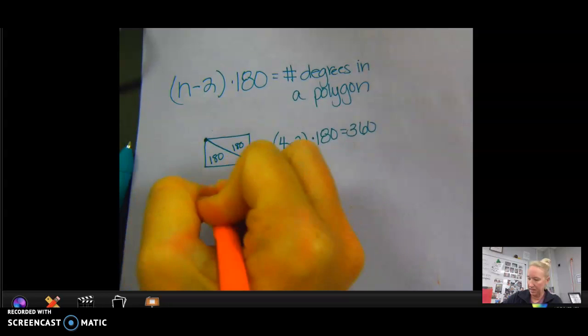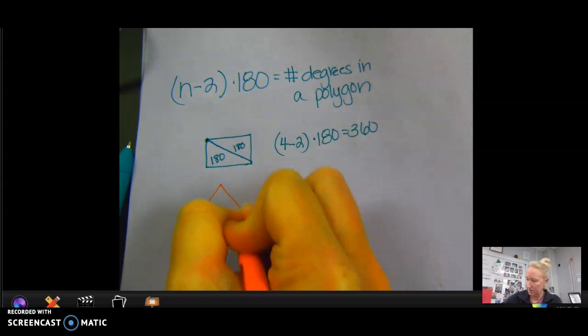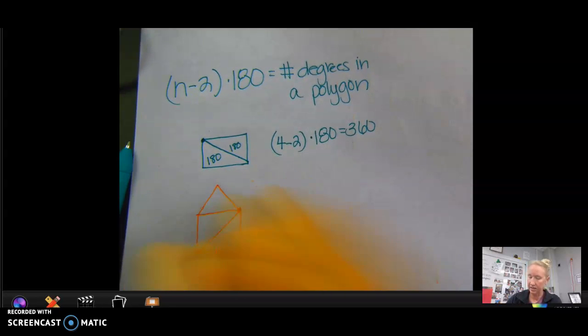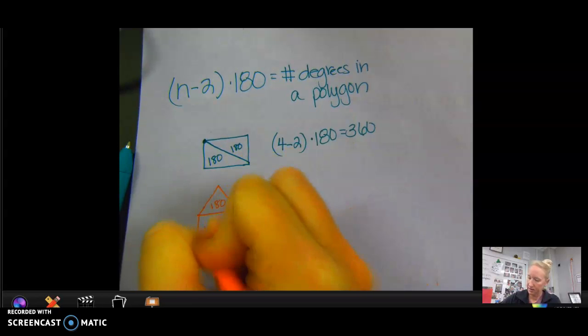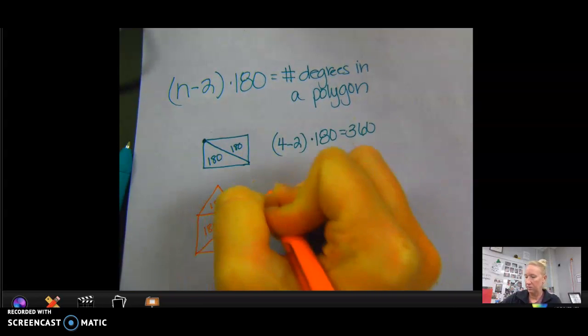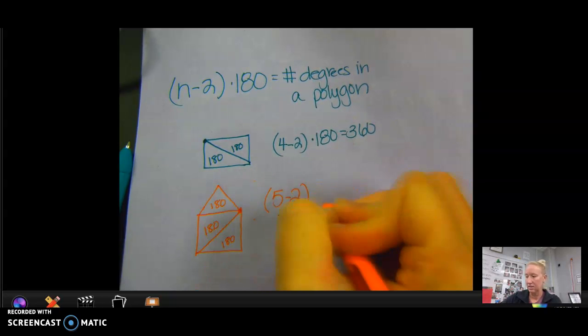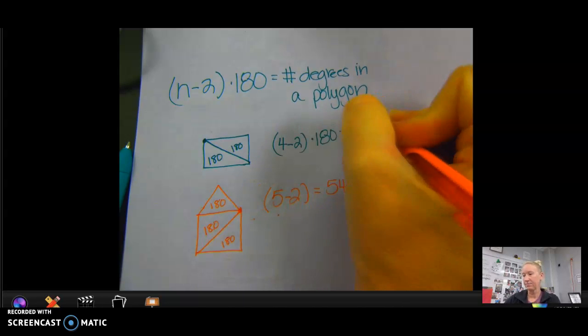So like a pentagon, I think of a pentagon. If I start at this corner, I can draw a diagonal here, and I can draw a diagonal there. So that's 180 here, 180 here, and 180 here, which I would do 5 minus 2, which equals 3, times 180, and I get 540 degrees.